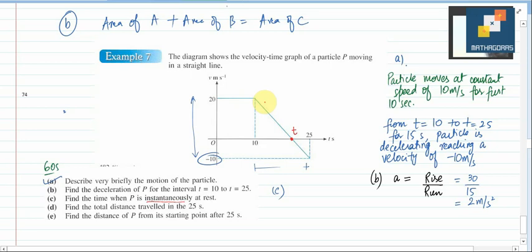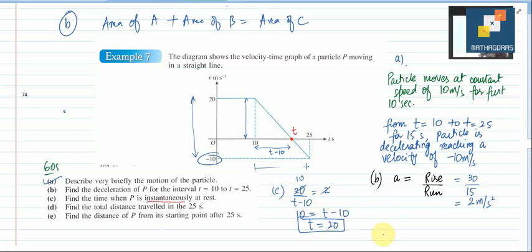The gradient of a line remains the same. So I am applying the same concept of gradient, but this time what is the rise we have? Rise is 20. What is the run we have? Run is this part, right? So it's t minus 10. Rise over run is 20 over t minus 10, and the gradient of this line which we found is 2. So if you simplify, 10 equals t minus 10, which leads to t equals 20, and that is your answer. Alright, clear? After that, for part D, it says find the total distance traveled in the first 25 seconds.